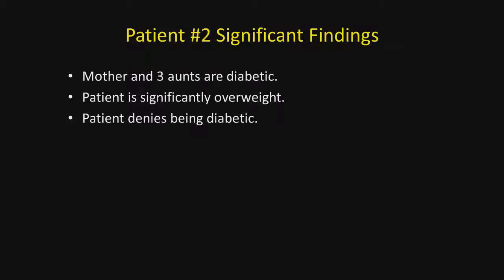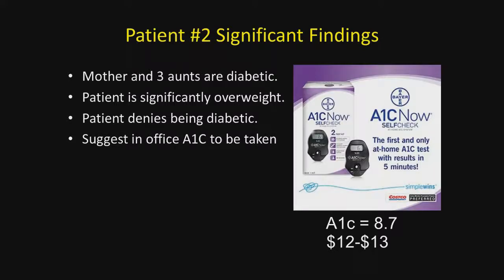So what do you do in this situation? I would suggest that you do an in-office A1C. And an in-office A1C, if you buy it in packs of 20, costs you about $12 to $13 to do. And in her particular case, when you do the A1C, her A1C is an 8.7.